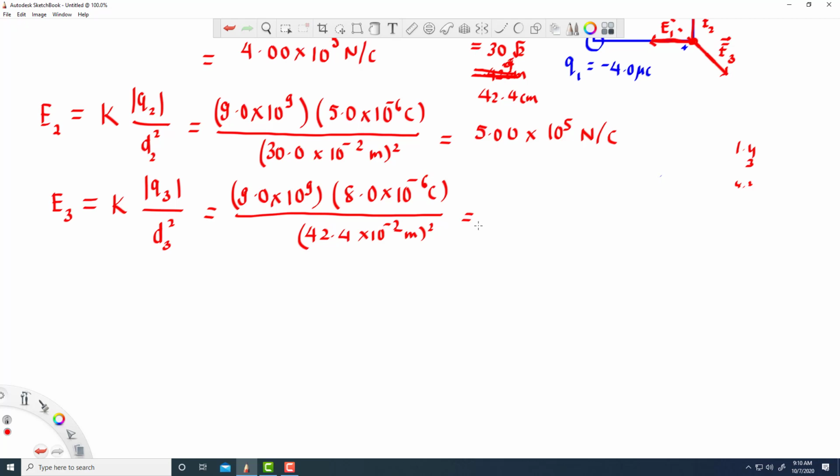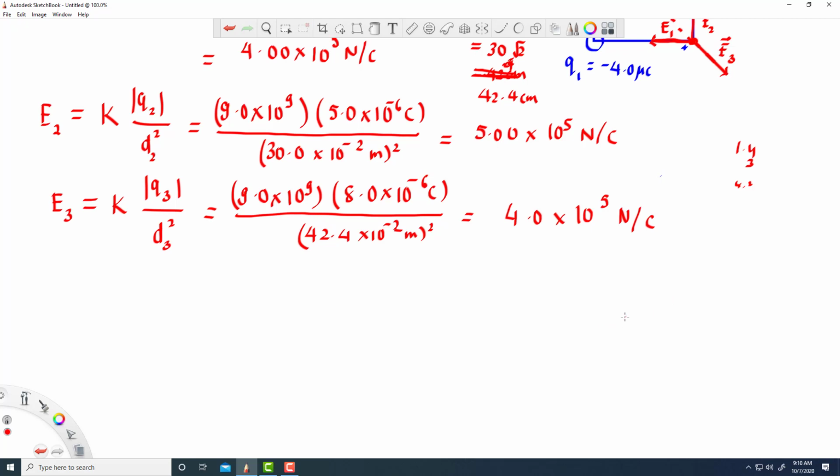Does anyone have a number for this? 4 times 10 to 5, okay, 4 times 10 to 5 Newton per coulomb. So we got all 3 electric fields. So let's redraw the vectors, because we want to now add these 3 vectors.